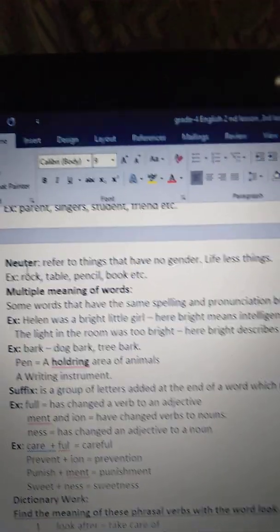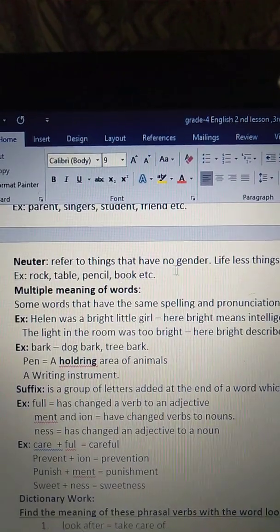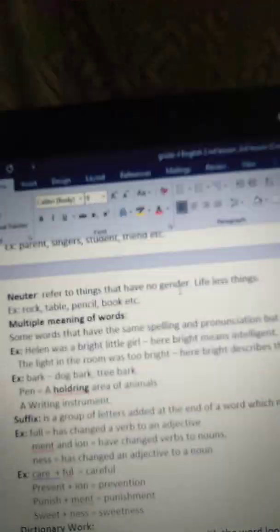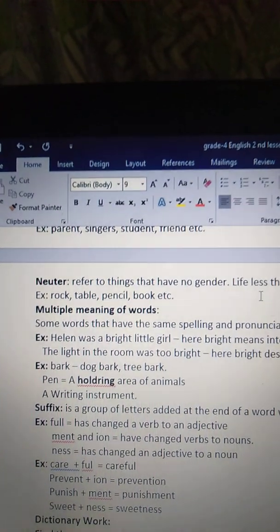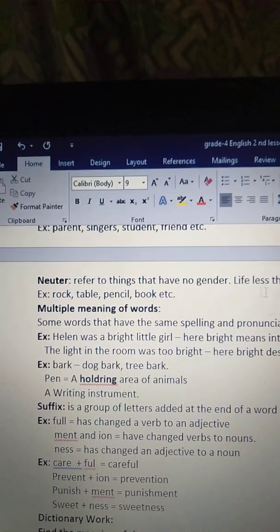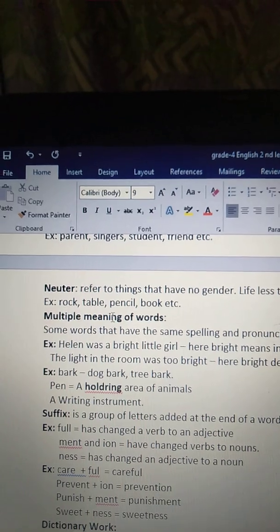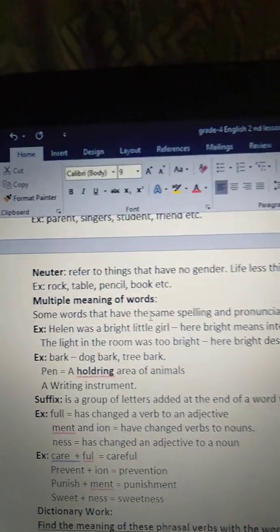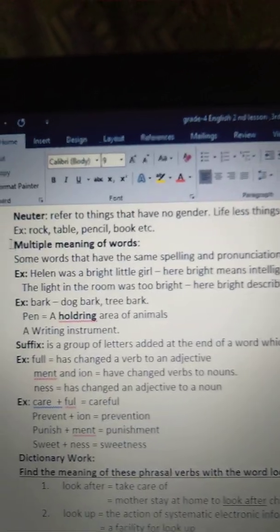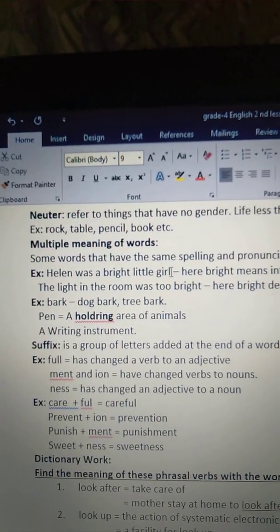Whereas neuter refers to things that have no gender. So this neuter refers to the things that have no gender. Lifeless things. These are the lifeless things like rock, table, pen, pencil, book, bench, all these. Multiple meanings of words.